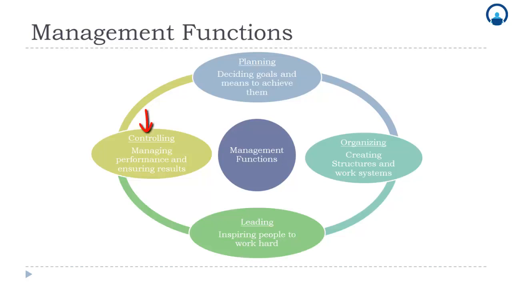The last function is controlling. Controlling is a function in which the manager ensures that the actual performance is in line with what was planned. So here the manager would check whether the actual work is done according to what was planned. For example, if the manager had planned to manufacture 25 lakh units, probably within a quarter he would check that at least a quarter of the work is done. If it is not done, then he would take corrective actions.